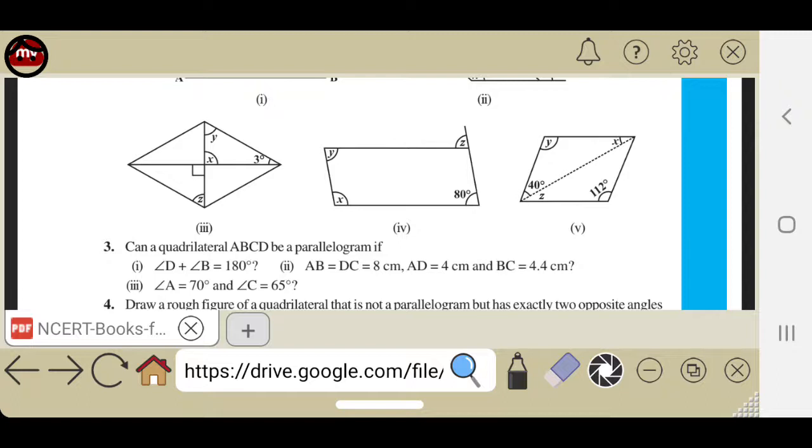It's a very simple question, you can try it yourself, dear children. In the next question, we have to find out y. Yes, y is the opposite angle of 112. Measure of 112. So y equal to 112. So that one we have to do.